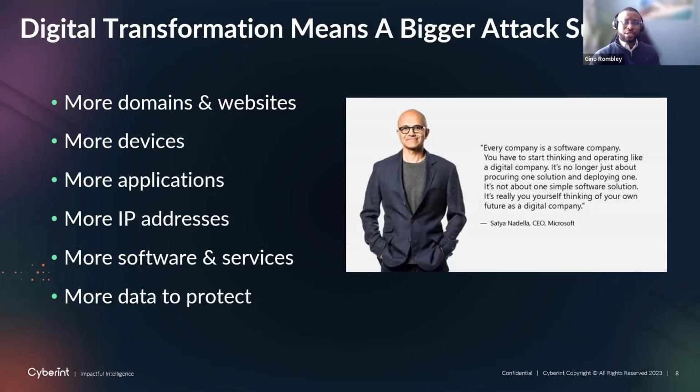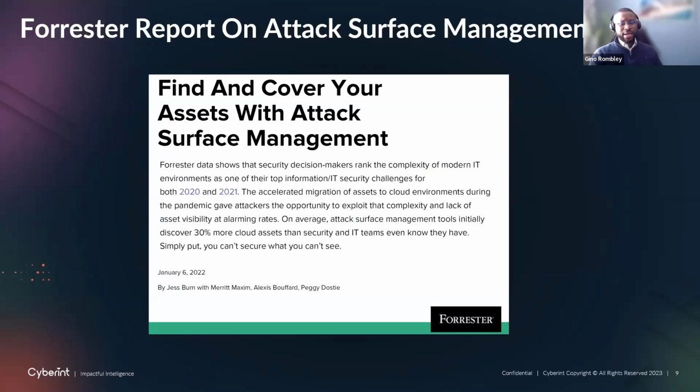A lot of organizations, particularly IT and security operations, didn't expect this explosion of new assets. What you see here, and this is very interesting, is that Forrester shows, from decision makers ranking complexity in 2022, that on average attack surface management tools discover only 30% of the cloud assets that security and IT teams even know they have. So simply put, you can't secure what you don't know.